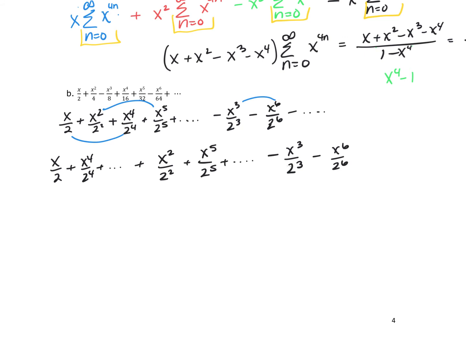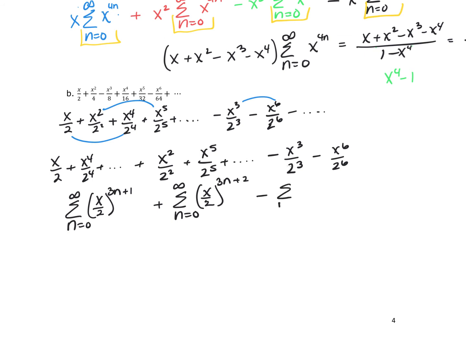Now, you're going to be so surprised that I'm going to write this as the summation of n equals 0 to infinity of x over 2 raised to the 3n, because that was a difference, plus 1, plus the summation of n equals 0 to infinity of x over 2 to the 3n plus 2, minus the summation of n equals 0 to infinity of x over 2 raised to the 3n.